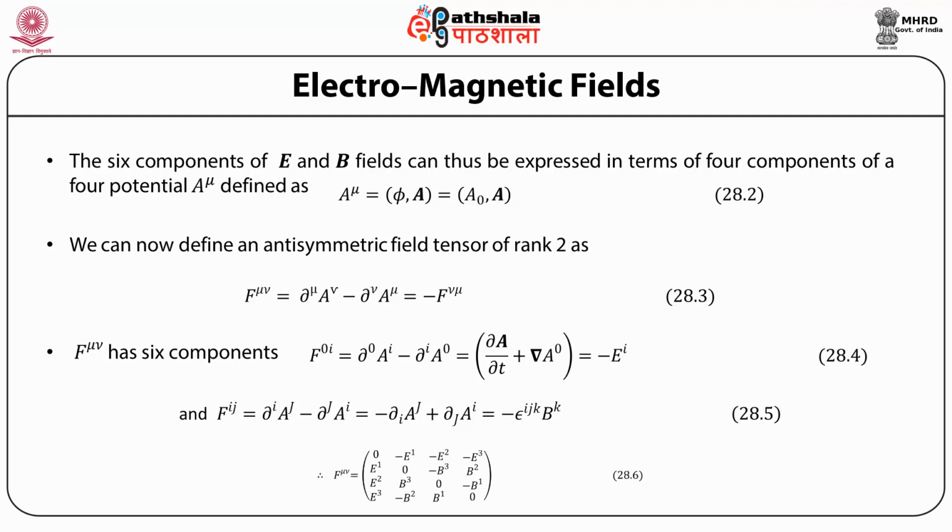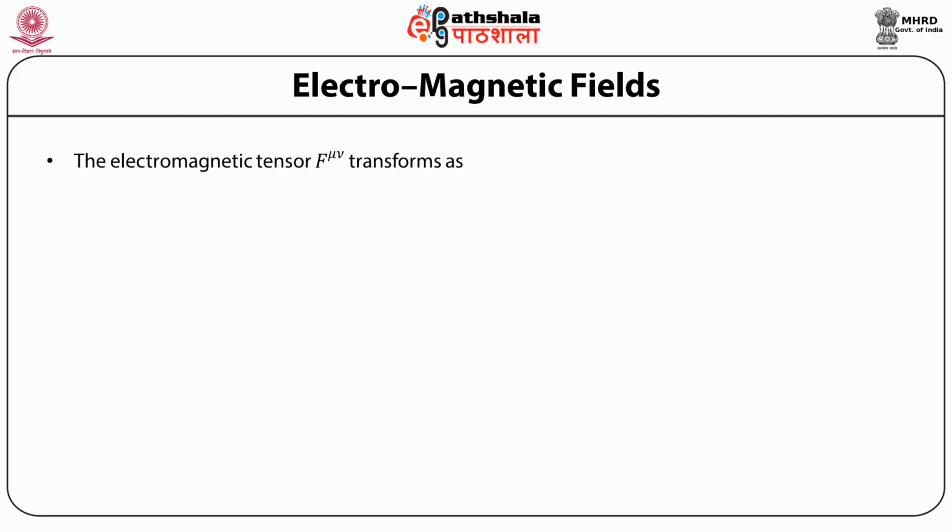Therefore, F mu nu is equal to a matrix with first row elements being 0, minus E1, minus E2, minus E3; second row being E1, 0, minus B3, B2; third row being E2, B3, 0, minus B1; fourth row being E3, minus B2, B1 and 0. The electromagnetic tensor F mu nu transforms as F prime mu nu is equal to lambda mu alpha into lambda nu beta into F alpha beta.